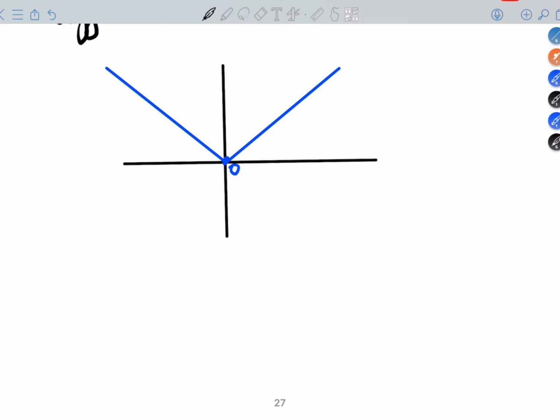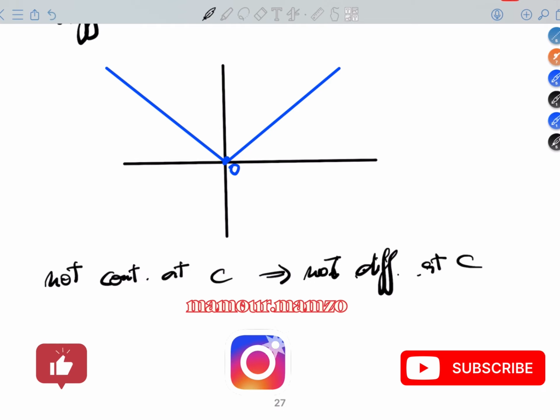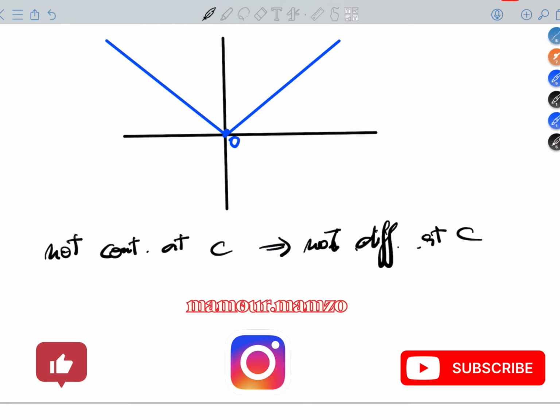So a function can be continuous without being differentiable at the point, right? So we have not continuous at c implies not differentiable at c. However, continuous at c does not imply differentiable at c.